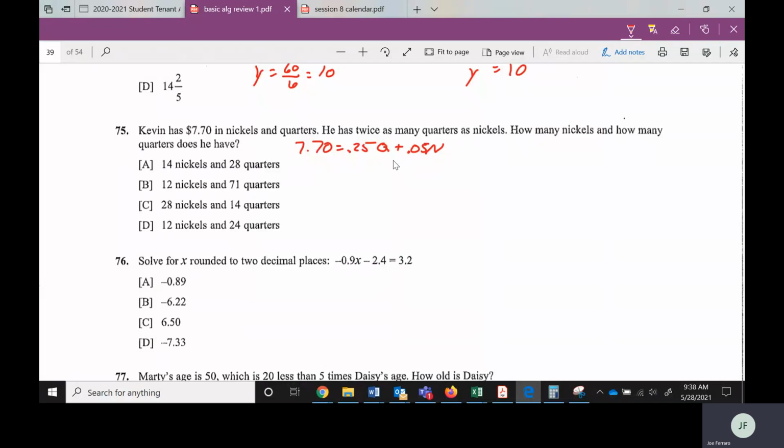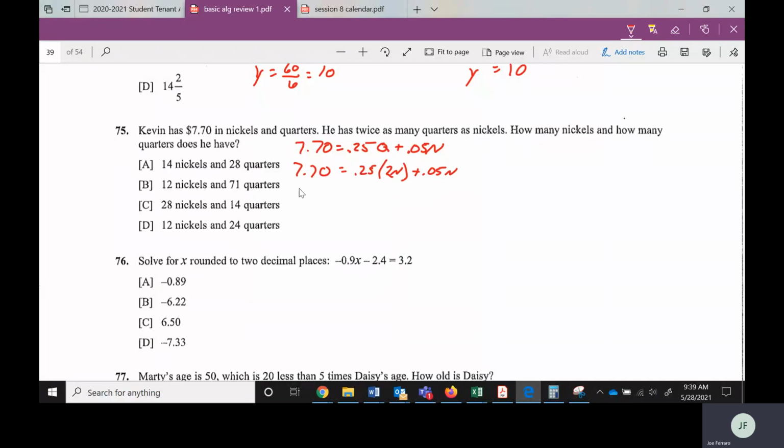Okay. But now to solve, we can't have two different variables. There's no way to solve. So this sentence is the key. He has twice as many quarters as nickels. So he has the double amount of quarters. So what we're going to do is take this 0.25, and instead of saying it's the number of quarters, the number of quarters we have is twice as many as the number of nickels. So we're going to put 2n in here. And then we still have this over here.